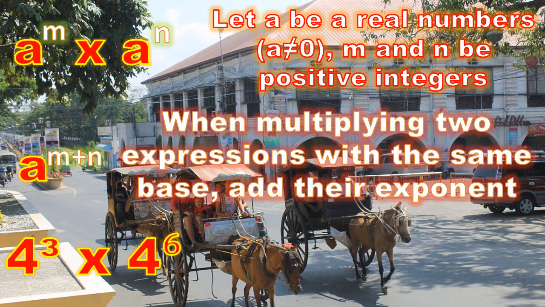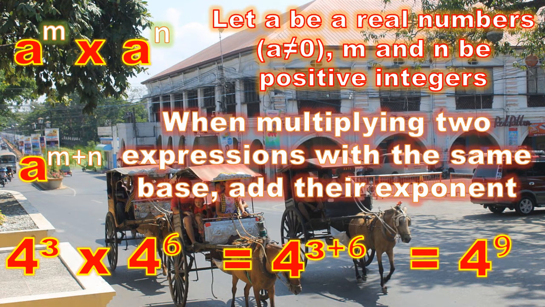Now to understand better, let us substitute the variables into numbers. We have here the example 4 cubed times 4 to the 6th power. As we have said, the rule is let a be a real number and a is not equal to 0. Our base is not equal to 0. m and n are positive integers. Our exponents 3 and 6 are all positive. One rule is that when multiplying two expressions with the same base, copy 4 and add 3 plus 6. Now simplify 3 plus 6, 4 to the 9th power.